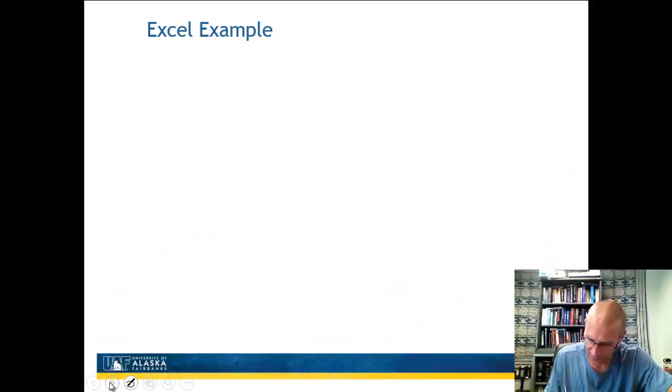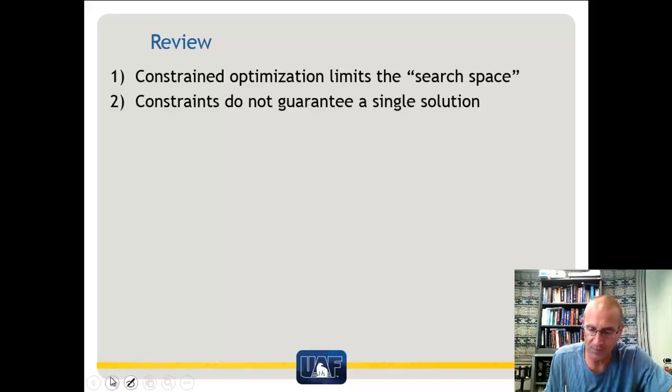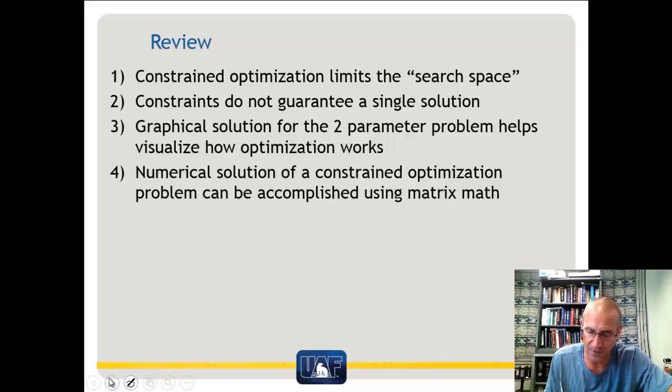Okay, so let's go ahead and review what we talked about. We saw that constrained optimization effectively limits the search space for your possible solutions. Just because you have constraints, it doesn't guarantee you're going to have a single solution. You could have no solution or an infinite number of solutions. The graphical solution technique for the 2-parameter problem helps visualize how optimization works. It's nice to understand what's going on, but as soon as you get more than 2 parameters, it's difficult or impossible to do graphically.